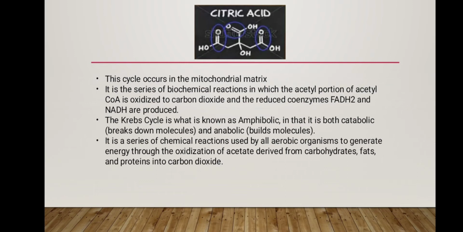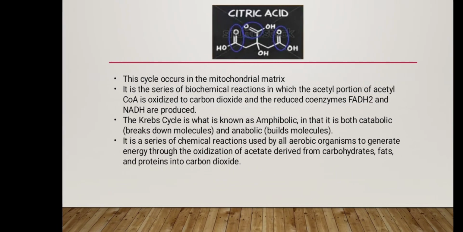The Krebs cycle is what is known as amphibolic in that it is both catabolic, breaks down molecules, and anabolic, builds molecules. It is a series of chemical reactions used by all aerobic organisms to generate energy through the oxidation of acetate derived from carbohydrates, fats, and proteins into carbon dioxide.